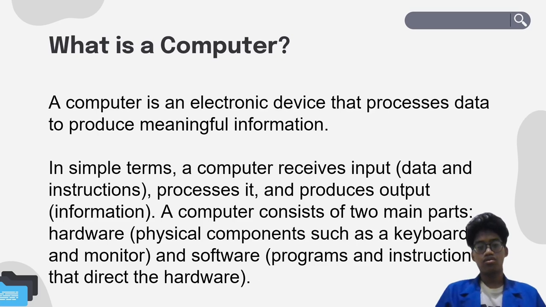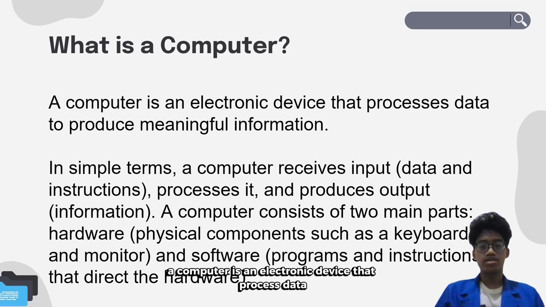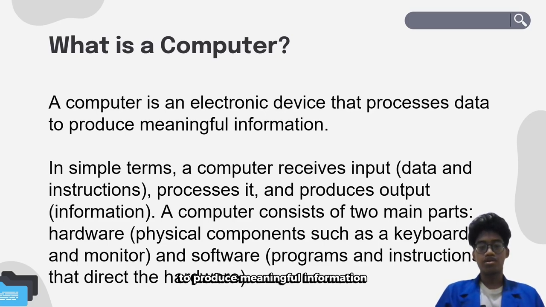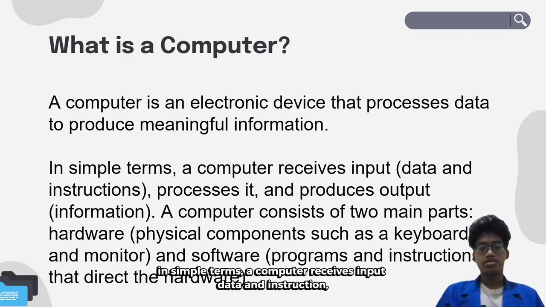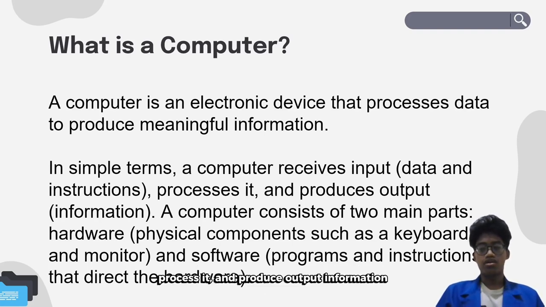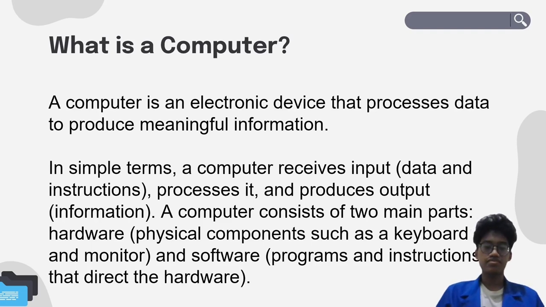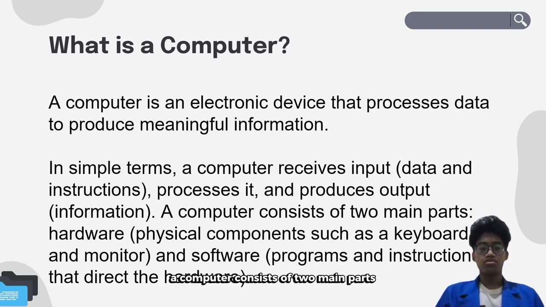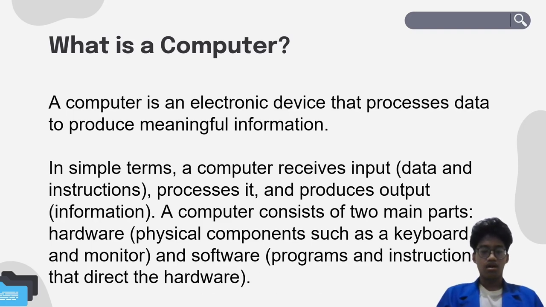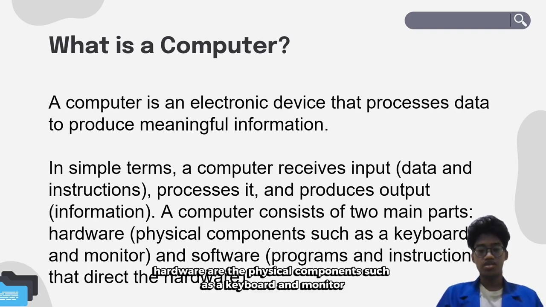Next, what is a computer? A computer is an electronic device that processes data to produce meaningful information. In simple terms, a computer receives input, data and instructions, processes them, and produces output information. A computer consists of two main parts: hardware, or the physical components such as a keyboard and monitor, and software, the programs and instructions that direct the hardware.